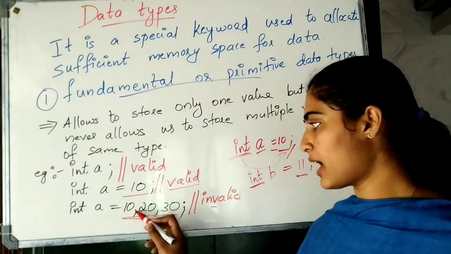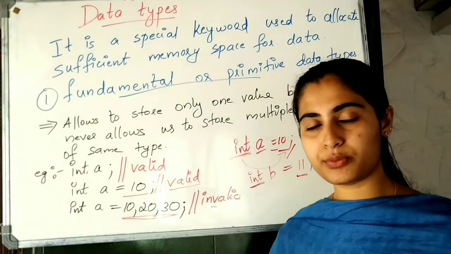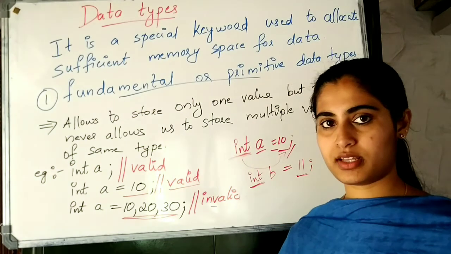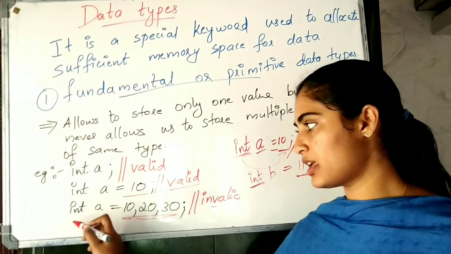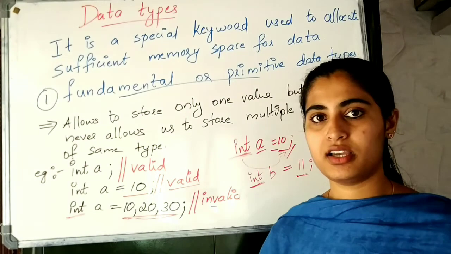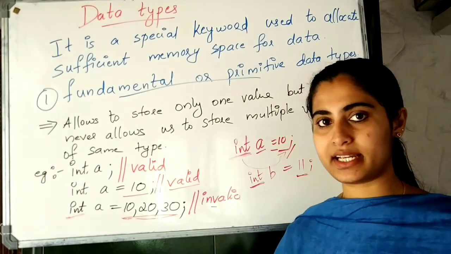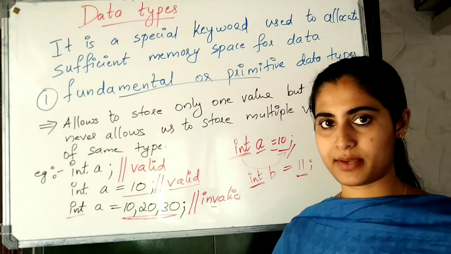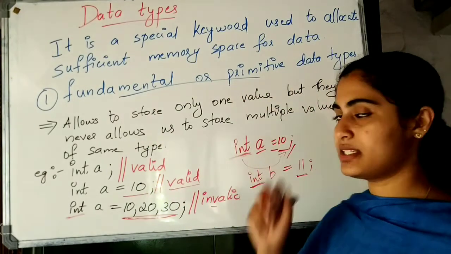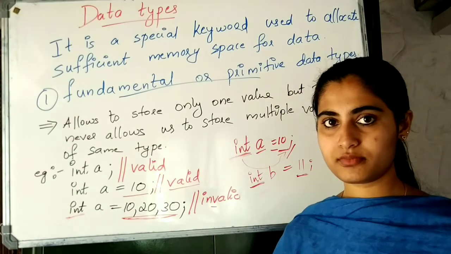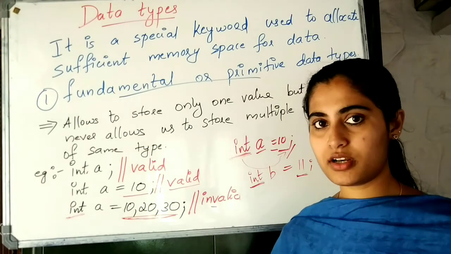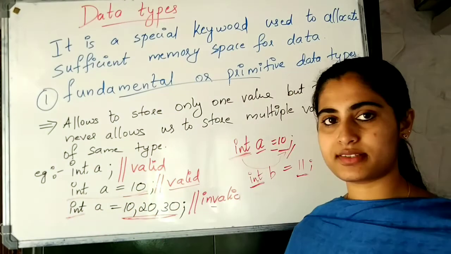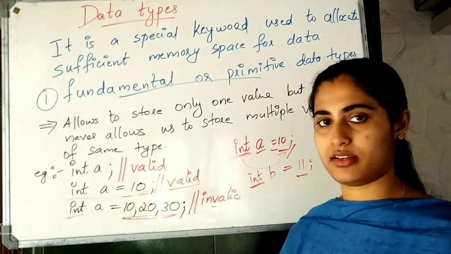Even though these three values 10, 20, 30 are all integer numbers, that is, they are of the same data type and come under the data type int, we cannot store multiple values at the same time in fundamental or primitive data type. Once again, in fundamental or primitive data type, we can store only one value at a time. For example, int a equal to 10.